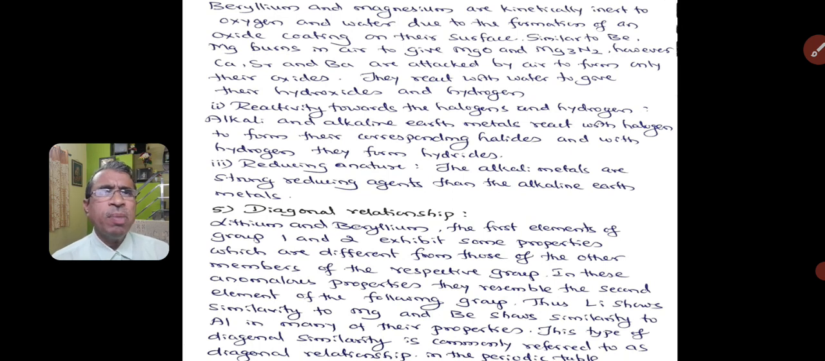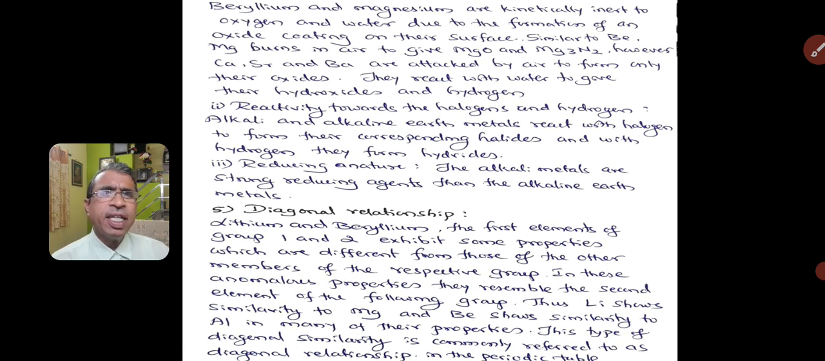Beryllium and magnesium are kinetically inert to oxygen and water due to the formation of an oxide coating on their surface. Similar to beryllium, magnesium burns in air to give magnesium oxide and magnesium nitride. However, calcium, strontium and barium are attacked by air to form only their oxides. They react with water to give their hydroxides and hydrogen.